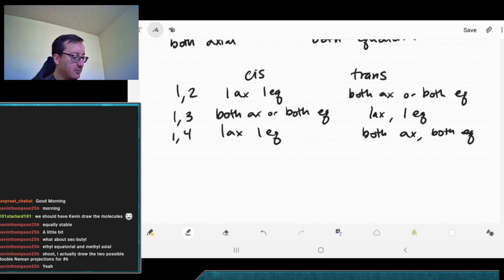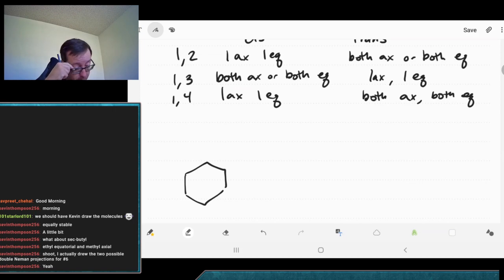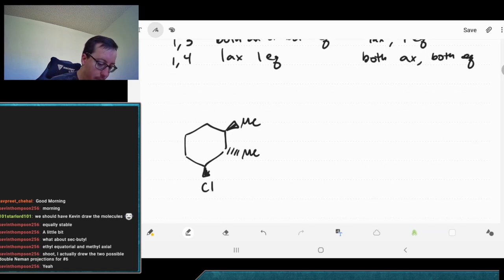Let's see. Shall we dare go to trisubstituted ones? A little bit more complex. We could look at it. If we're looking at a trisubstituted one, it can get a little hairy. If we're looking at a trisubstituted cyclohexane, things can get a little hairy, but you'll have some priorities that you may need to make.